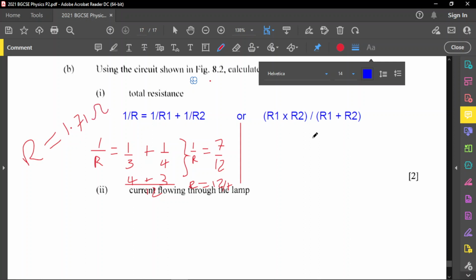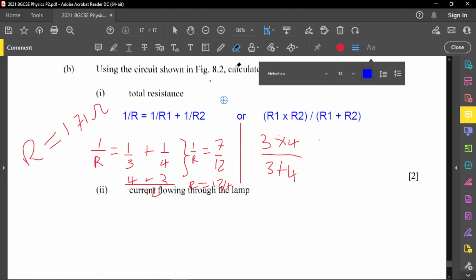ohms, right? Now on this side, we say product over sum. So the product, again, one is a 3 ohm, one is a 4 ohm. So we're going to say 3 times 4 divided by the sum, which is 3 plus 4. And so 3 times 4 is 12.